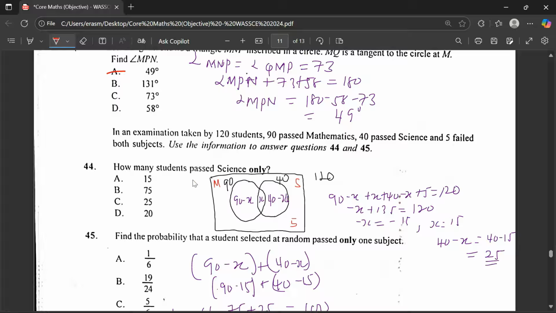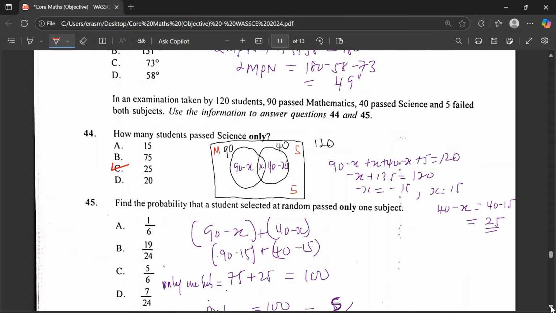Now, it says how many students passed science only? Science only is this portion, 40 minus x. So 40 minus x equal to 40 minus 15, and that equals 25. So the right option is option C.